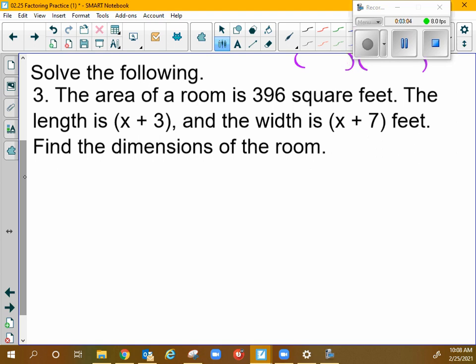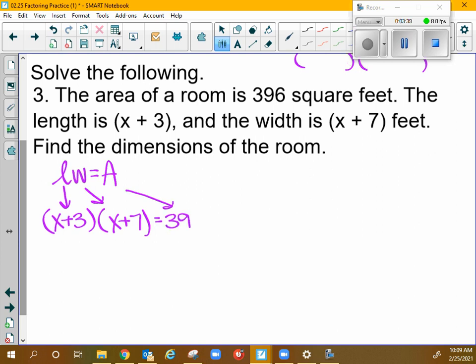The area of the room is 396 square feet. The length is x plus 3. The width is x plus 7 feet. Find the dimensions of the room. Okay, the room is a rectangle. How do you find the area of a rectangle? Length times width. What do we know to be the length? X plus 3. What do we know to be the width? X plus 7. What do we know to be the area? 396.